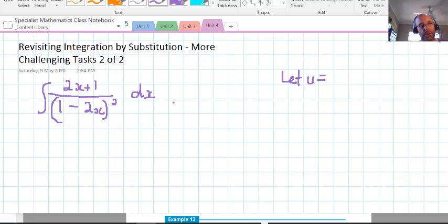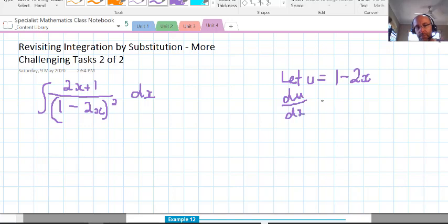Okay, so we've got the integral of (2x plus 1) over (1 minus 2x) all squared dx, and we're going to use substitution. But what do we let u equal? We're going to let u equal the function within a function, because that's the method we've been using, and we're going to continue to use that on this one here. So let u equal 1 minus 2x, du dx would be negative 2, so a half du is the same as dx.